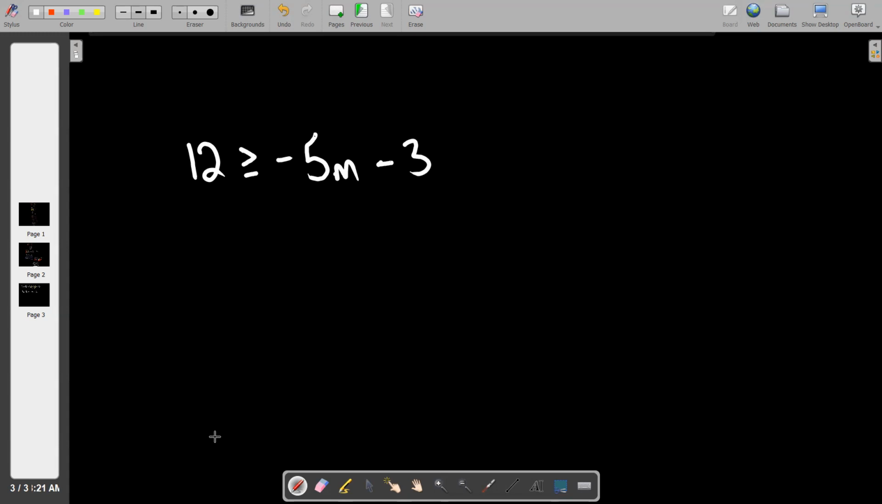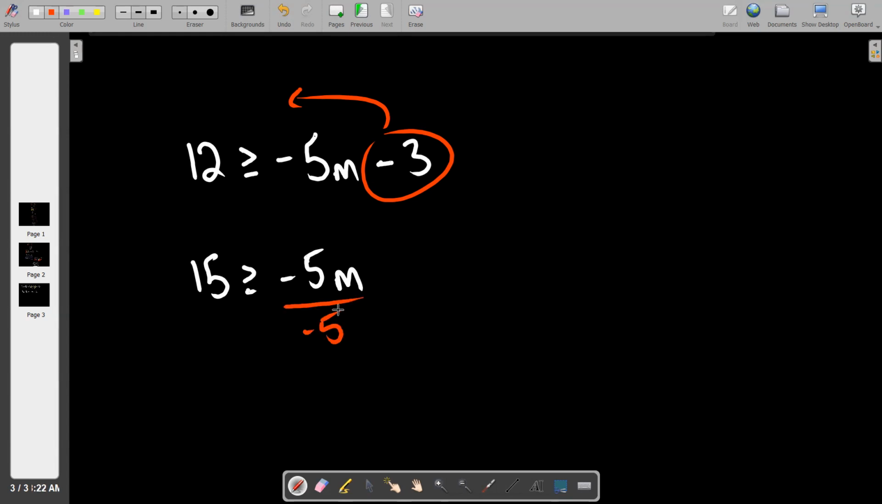What do we do? What would you do? You could add the 3, sure. Yeah, so let's take the 3 and scoot it to the other side. What do we get on the left if we do that? You get 15. Very good. And what do we do next? We divide both sides by -5.